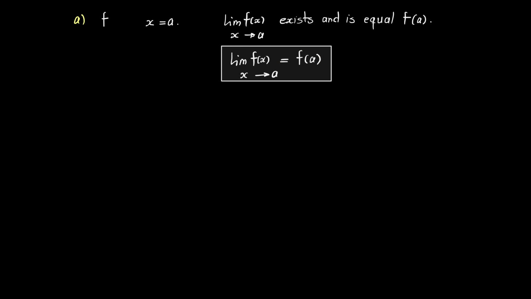Okay, for the second part, we are supposed to calculate, or actually prove, that the limit of this function x squared cosine of 1 over x, as x goes to 0, exists, and of course is equal to 0. So this is what we want to prove.